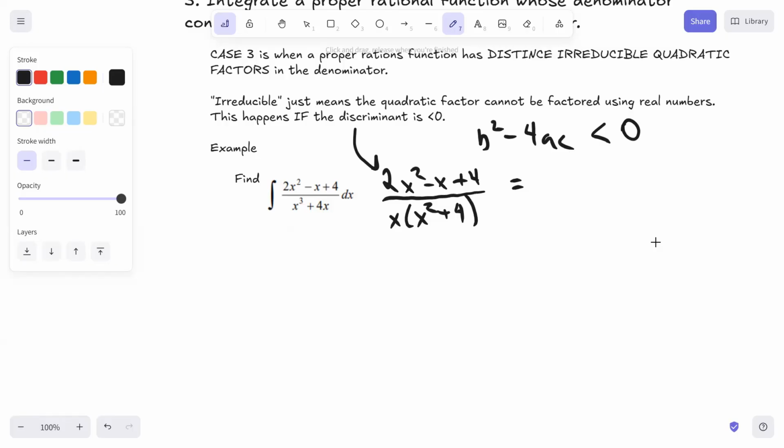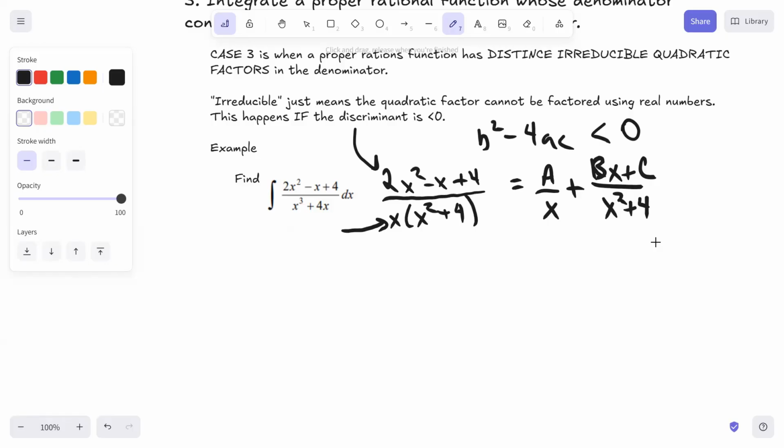So the x right here is a linear factor. So that's going to be A over x. But the x squared plus 4 factor is a quadratic factor. The numerator is going to have to be Bx plus C. Okay, because the numerator could have been a linear or a constant, so we have to account for both cases.